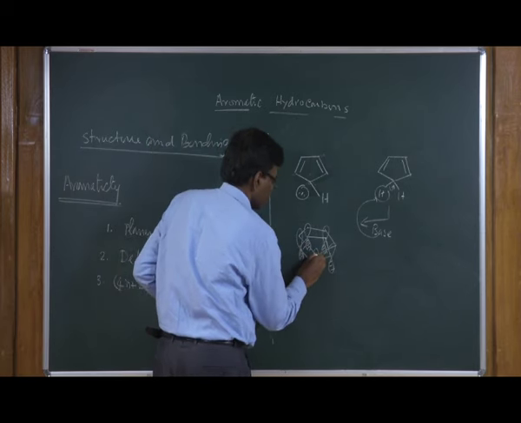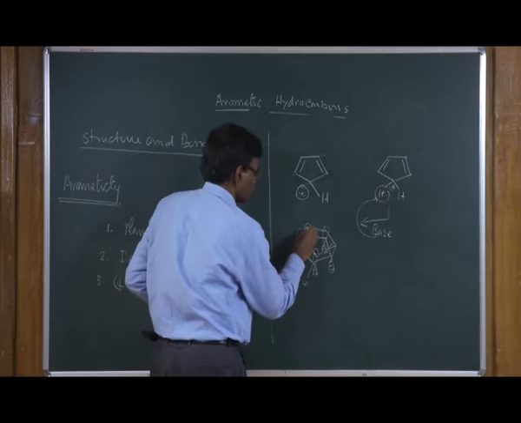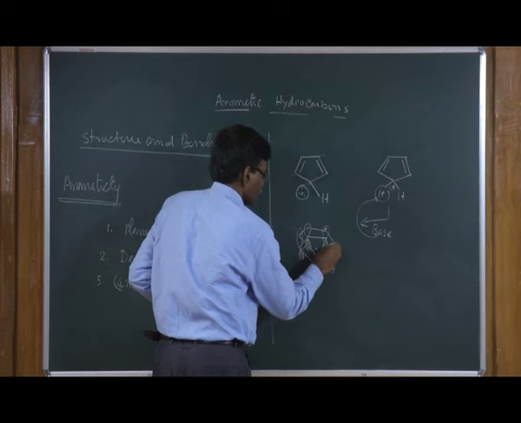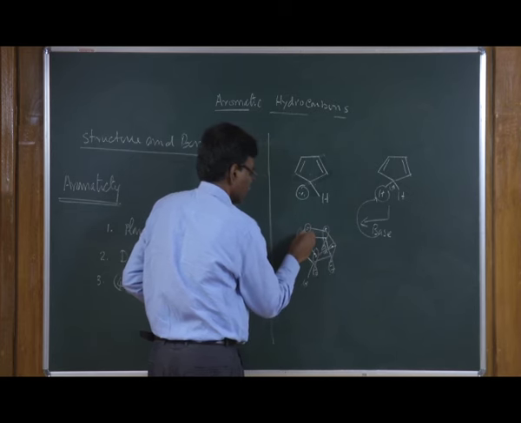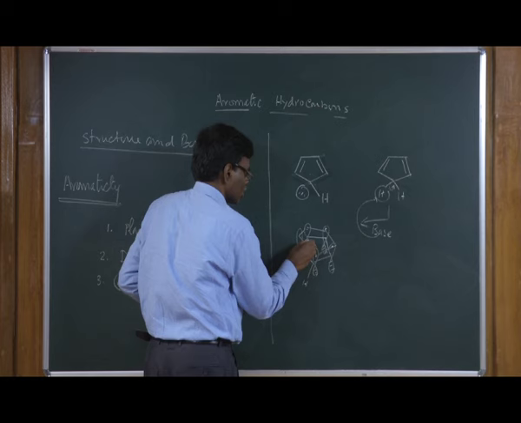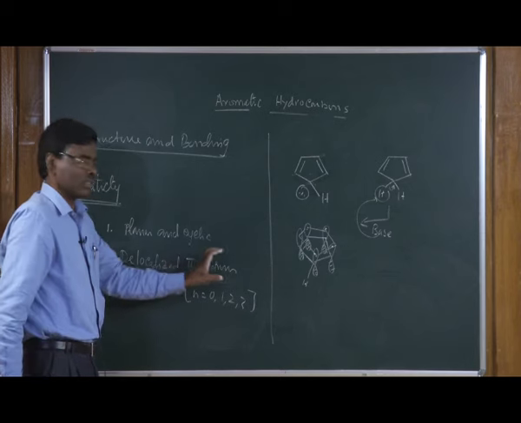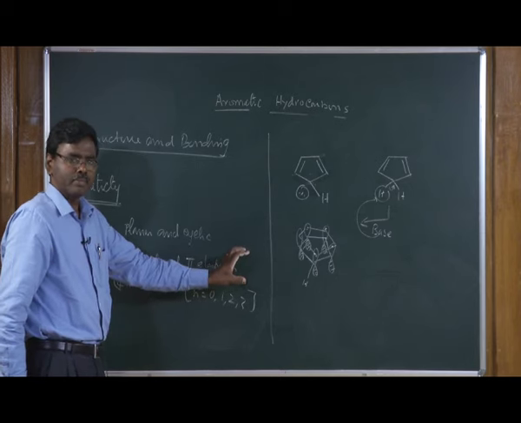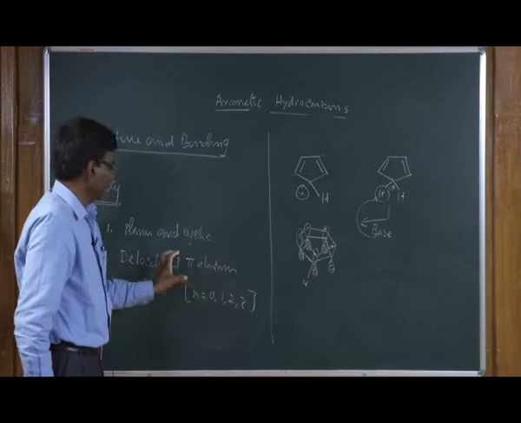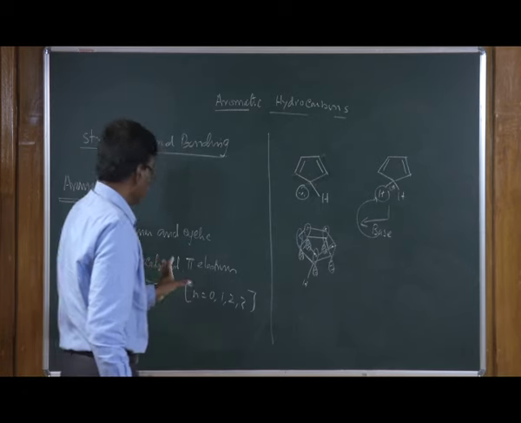You can see here, this has 2 electrons, this has 1 electron, 1 electron, and 1 electron. This is a pi bond, the overlap of this orbital gives a pi bond, and the lone pair of electrons, the p orbital overlaps. It makes delocalized pi electrons, right.